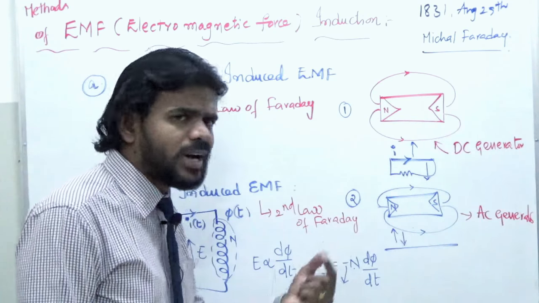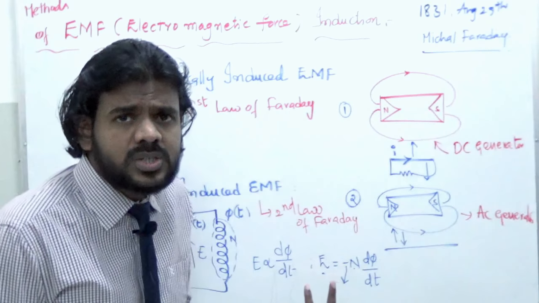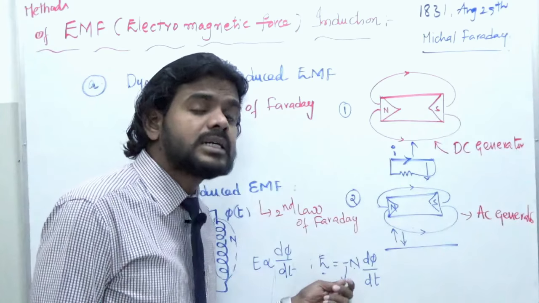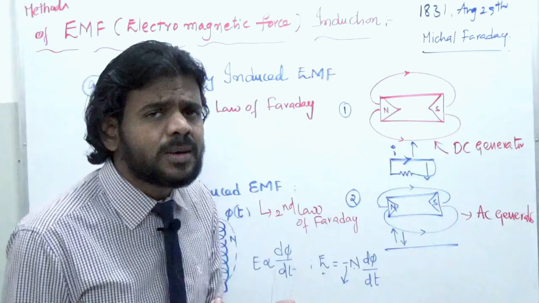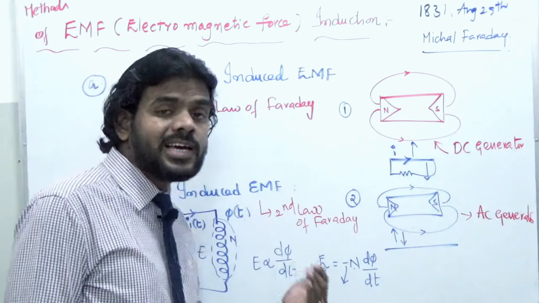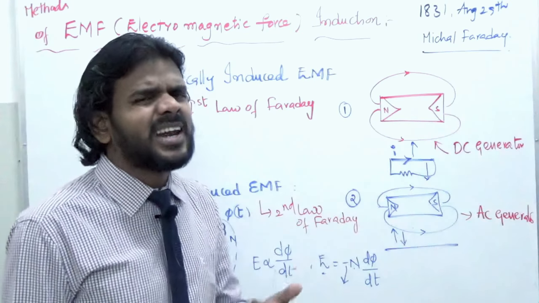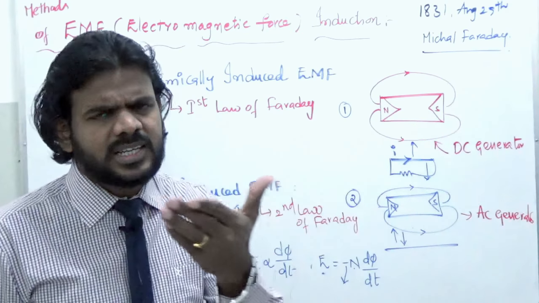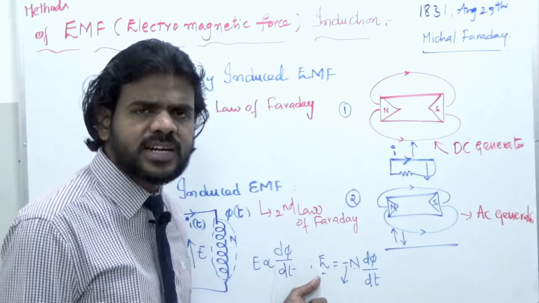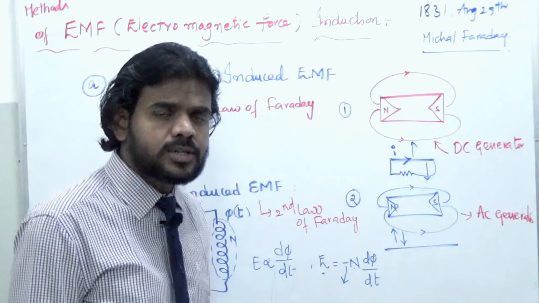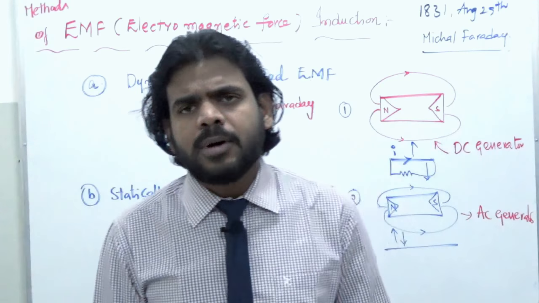So one way you can say it is that it opposes the main voltage. The other way is that it is opposing the very cause of its production. EMF induced in the coil is opposing the very cause of its production. That is how Lenz's law is defined: effect opposing the cause. The effect is EMF induction, the cause is rate of change of flux. So EMF is opposing the rate of change of flux.